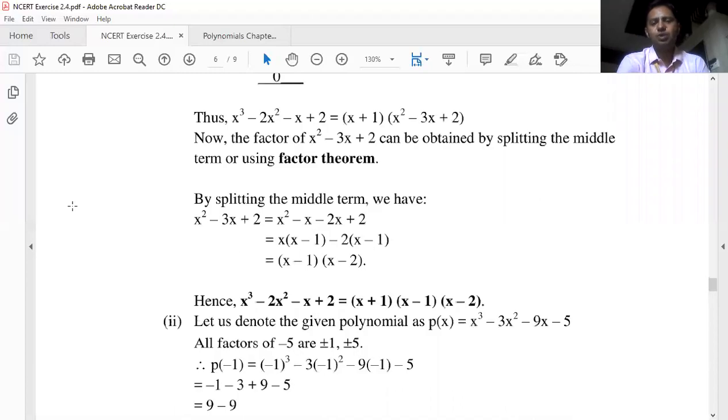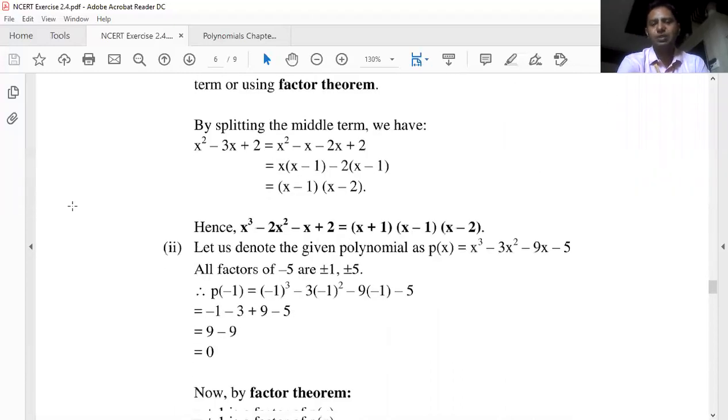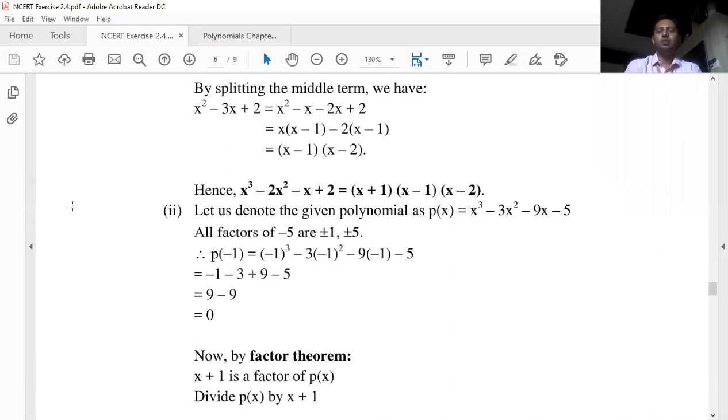While substituting p of minus 1, we'll get 0. So we don't need to substitute the further values as we got one 0. So p of minus 1 is minus 1 cube, minus 3 of minus 1 square, minus 9 of minus 1, and minus 5. So minus 1 cube is minus 1, minus 1 square is plus 1 into minus 3 will give you minus 3 here. Then 9 of minus 1 is plus 9 and minus 5 as it is.